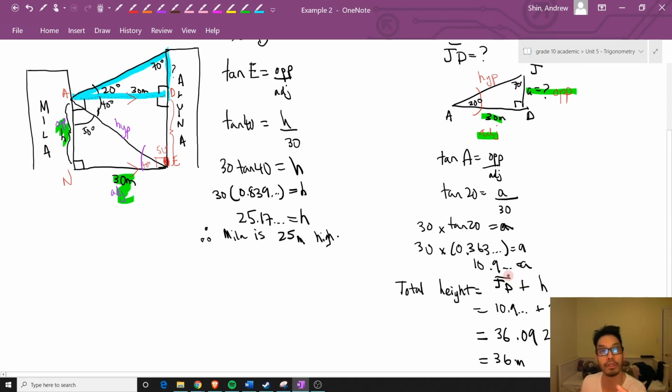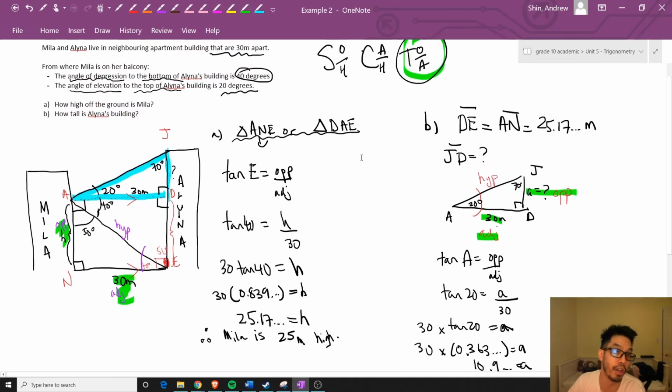Okay, please practice using your calculator. A lot of people lose their communication marks because they're not reporting the most accurate answer they could.